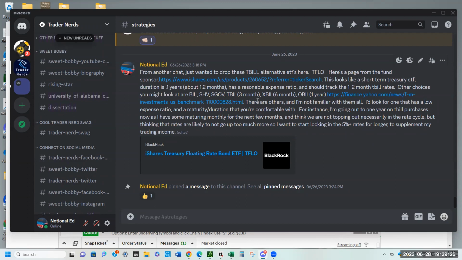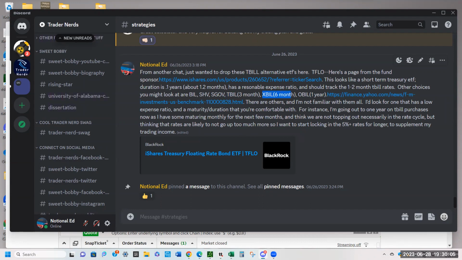So a couple of them that I posted about yesterday are TFLO. It has an average maturity of a little over 1 month. It's all government securities. Tbill, SHV and SGov are all short-term as well in the approximately 1 month range. SGov goes from 0 to 3 months, and Tbill is a 3 month only. Xbill is a 6 month only.